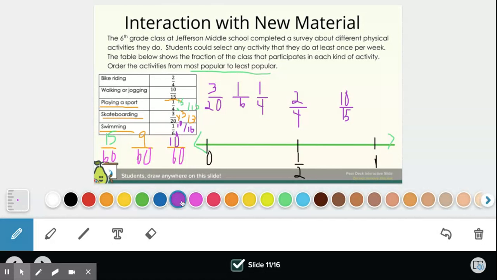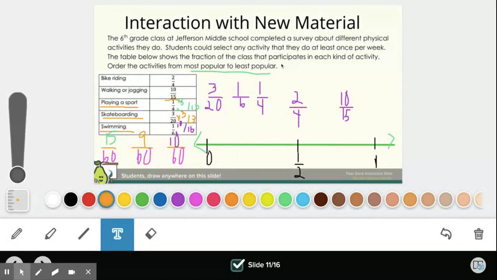So the instructions to complete this was to order all these fractions from most popular to least popular. So let me go ahead and type that up right over here. So I'm just going to need to go the other way. So our greatest fraction was 10 over 15. And you could have also written the actual activity. So 10 over 15, which is walking or jogging. Okay.